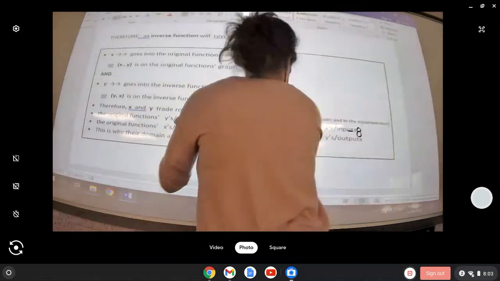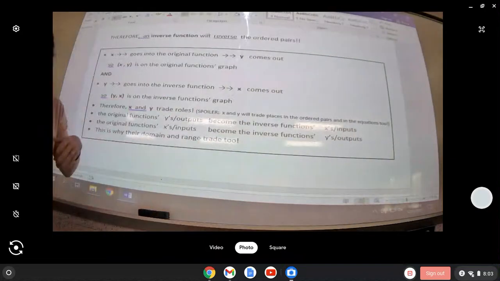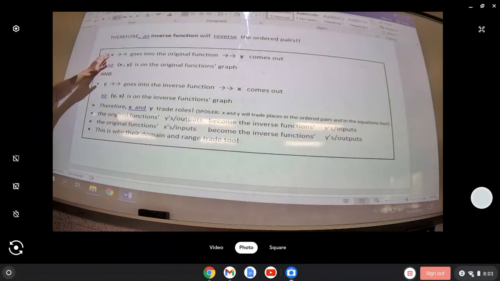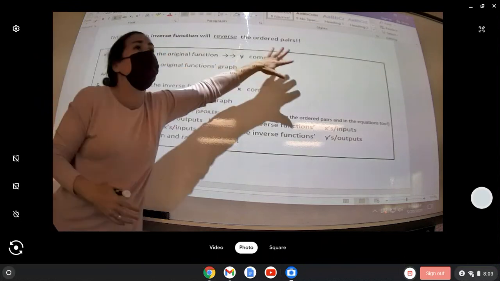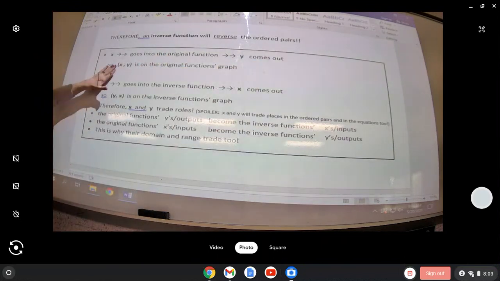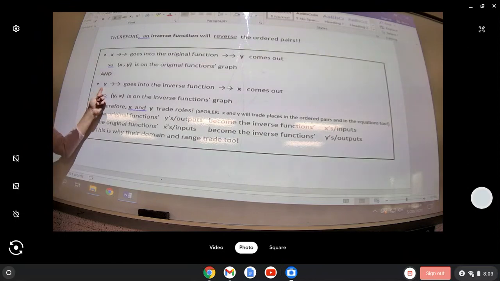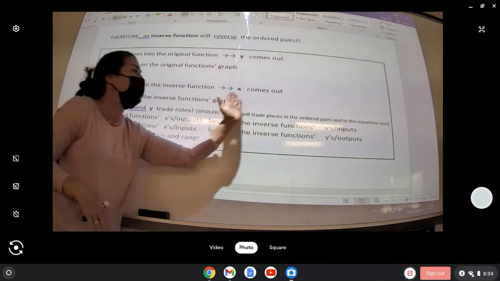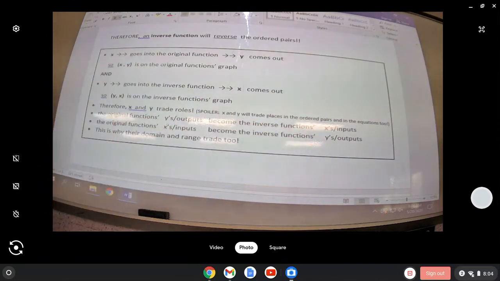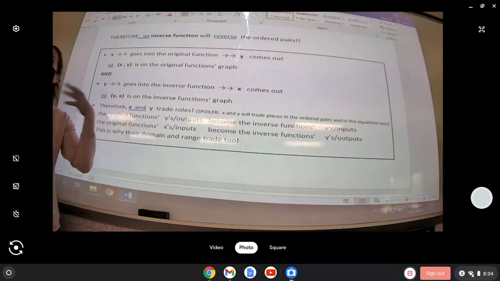Right? So that's how we can look at it with numbers, but from a general standpoint as x and y, x is always going to be the one that goes into the original function, and y is going to be who comes out, right? That means the point (x, y) is on the original function's graph, if you were to create a graph from all of these points. And then y is who goes into the inverse function. All of those operations get undone, and x is who comes out of the inverse. So then the point (y, x) is on the inverse function's graph. All right, so therefore x and y, they trade roles, guys.